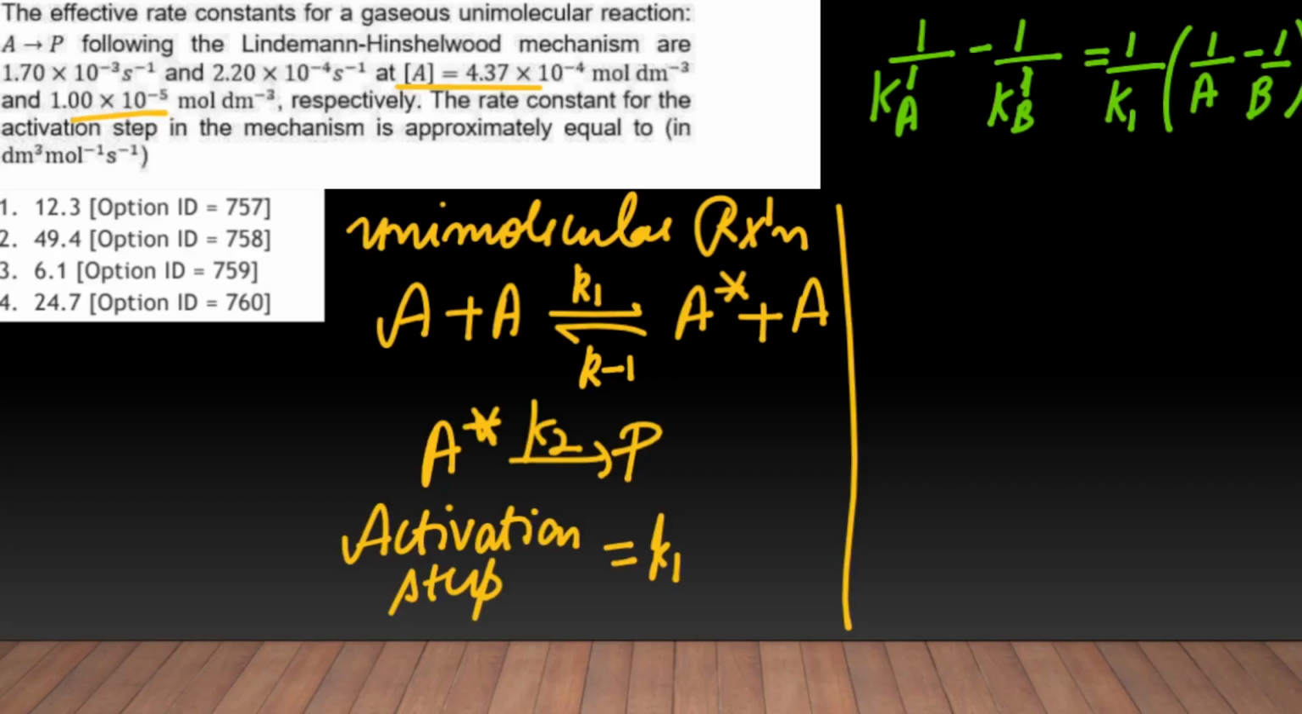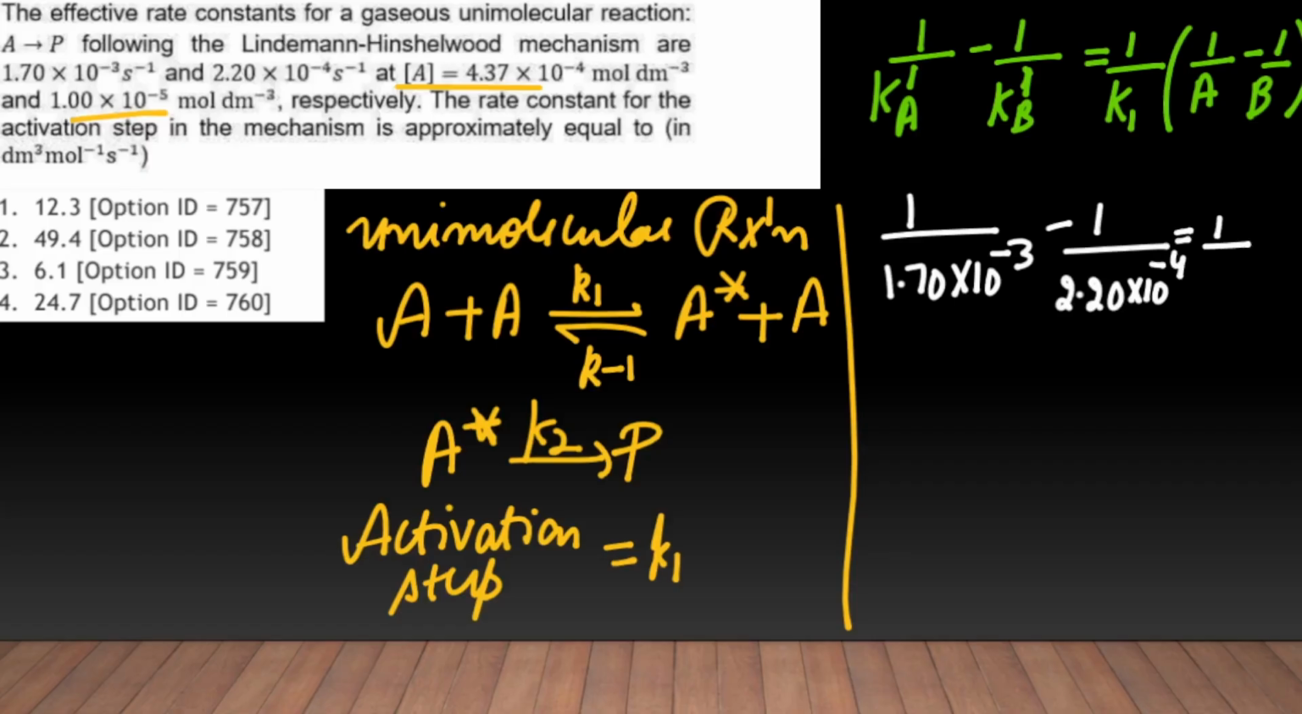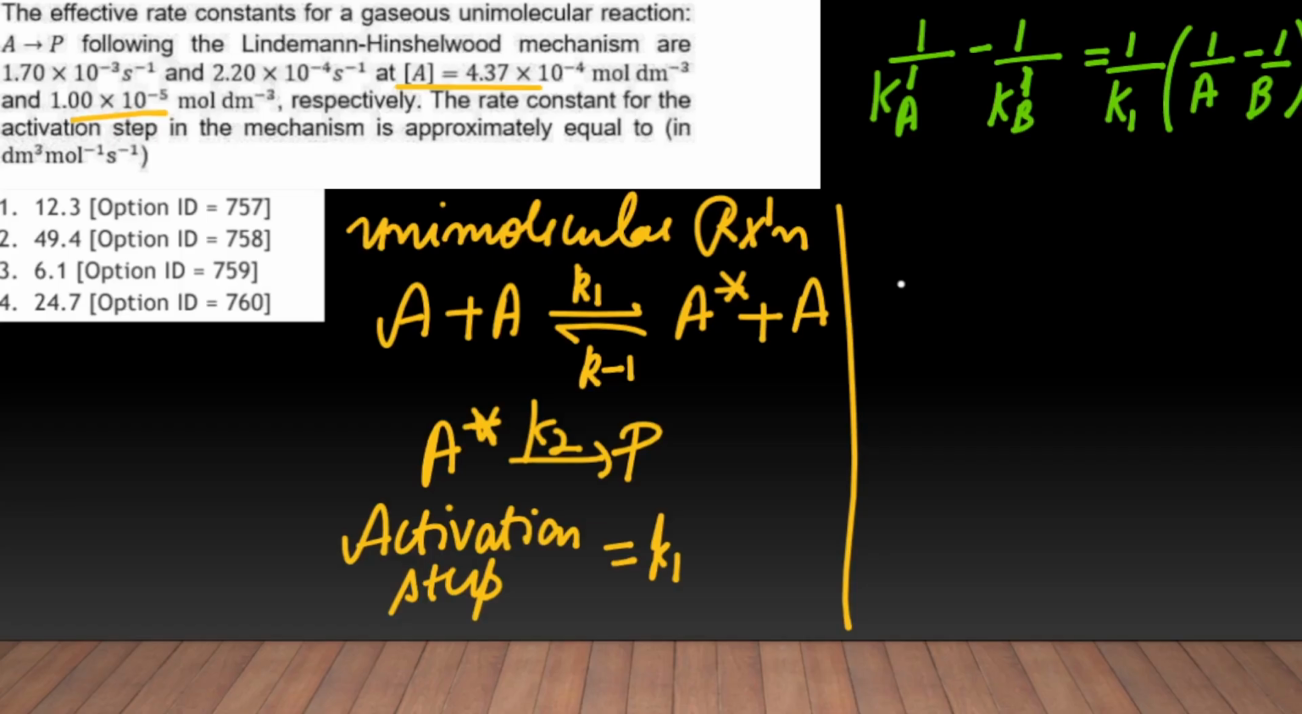So Ka dash, the first rate constant, we have as 1.70 into 10 raised to the power of minus 3, and Kb dash, the second rate constant, is 2.20 into 10 raised to the power of minus 4. This is equal to 1 upon K1 into 1 upon the initial concentration, first 4.37. Let me just do it on the next slide, because we will not be able to write it completely here.